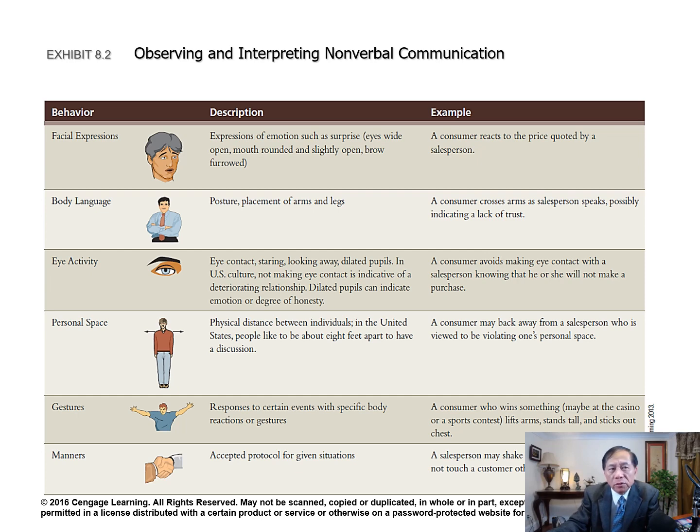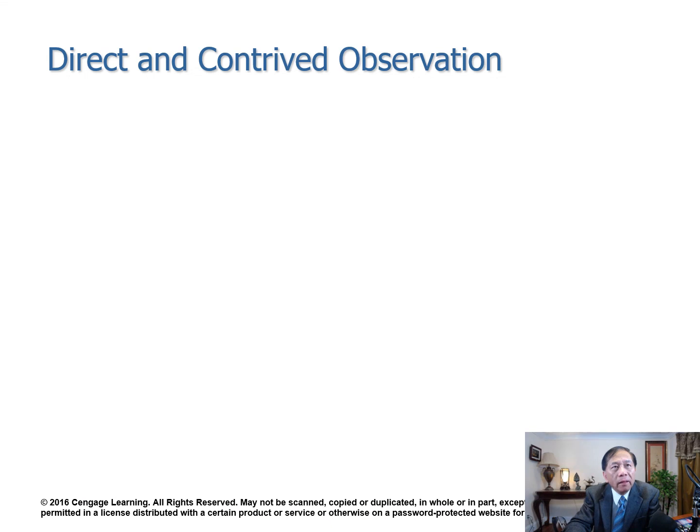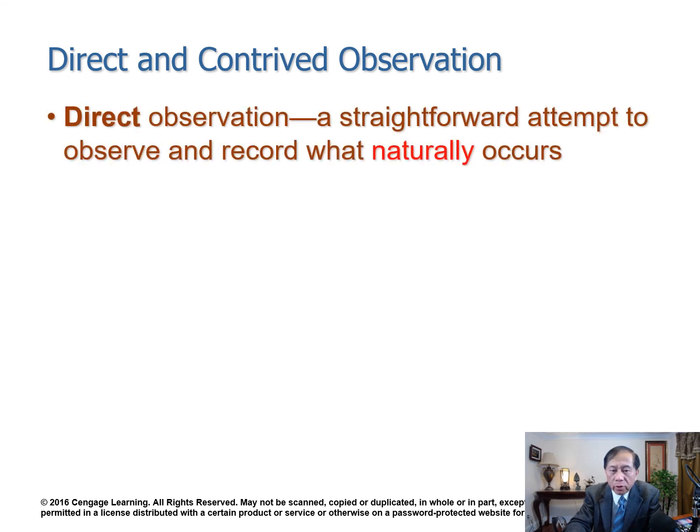Gestures, like responding to certain events with a specific body reaction, such as winning something or losing something. And manners, accepted protocols for a given situation. You may shake hands, or you may not want to touch other persons without permission, things like that. That's body language. Now, direct and contrived observation. That's going to be in your test. Make sure you study that a while. Direct observation.